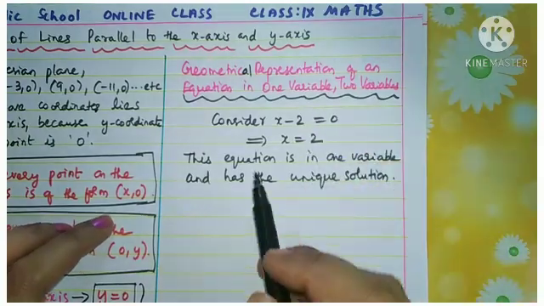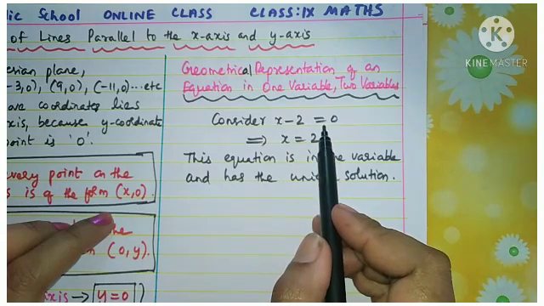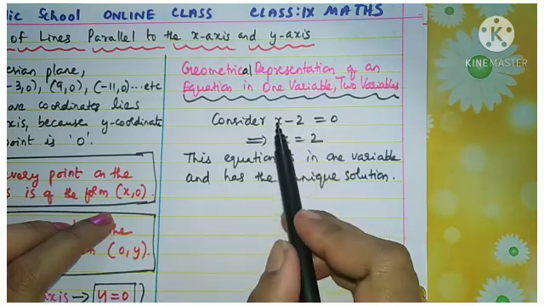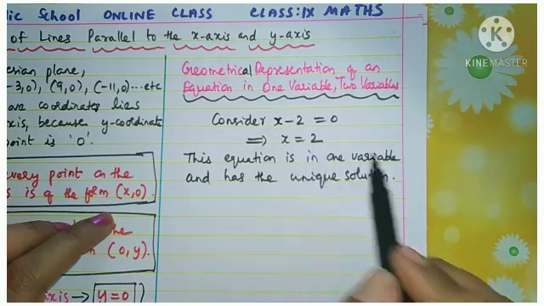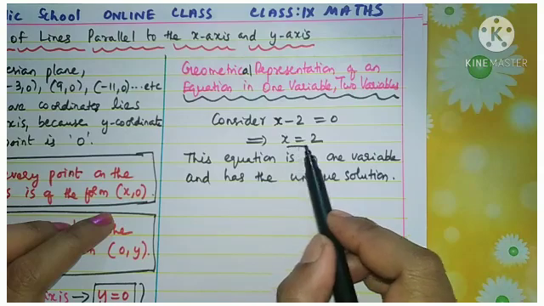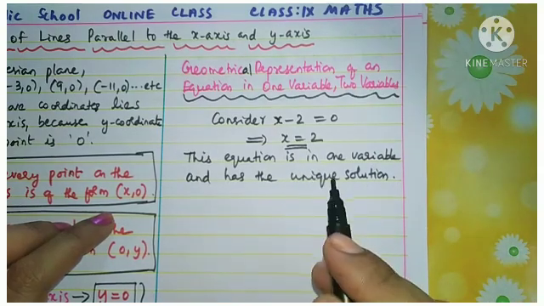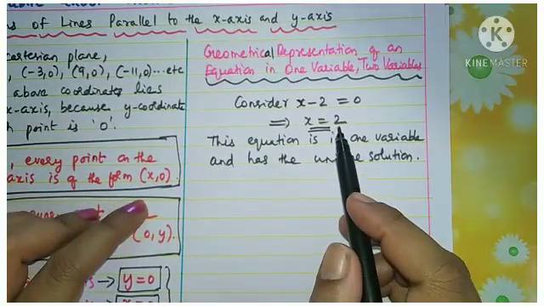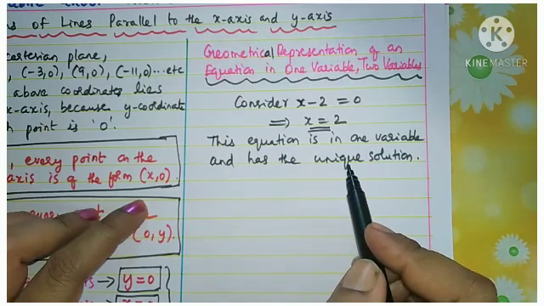For example, I have written here one equation, x minus 2 equal to 0. If you solve it, you will get x equal to 2. So here only one variable is present. So this is a linear equation in one variable, and we have only one solution here. In a one variable equation, if you find the value, we get one solution. This equation is in one variable and has a unique solution.